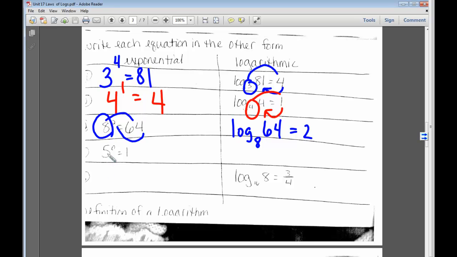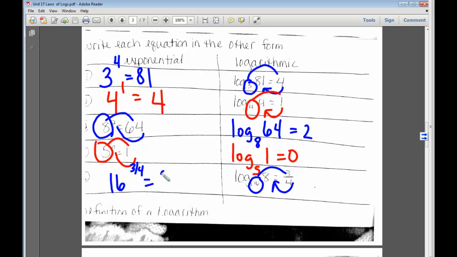Next example. Log base 5 of 1 is equal to 0. In example 6, I have a fraction on the right side of the equation, but it doesn't change anything. 16 raised to the 3/4 power is equal to 8. These are all true statements.